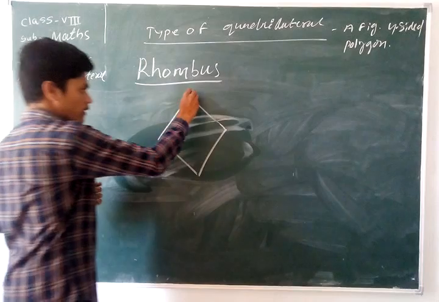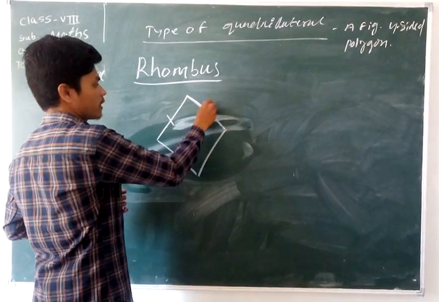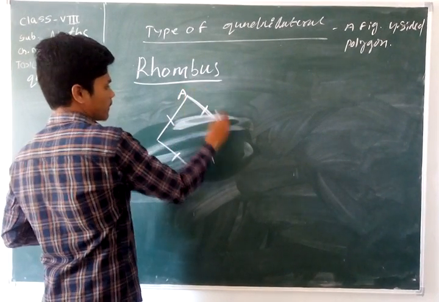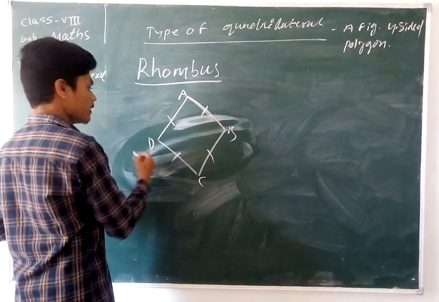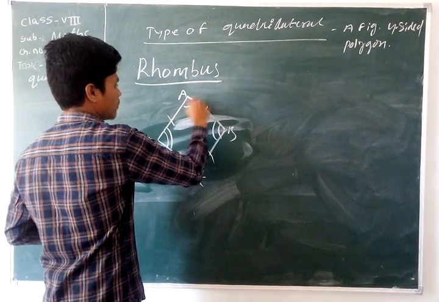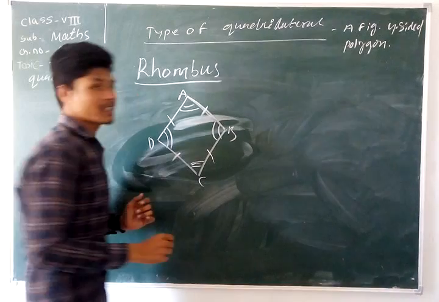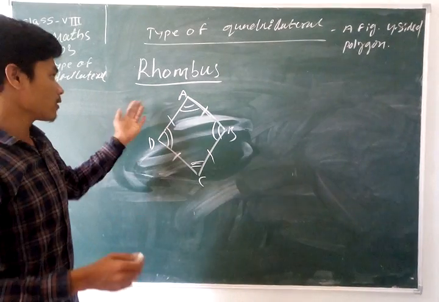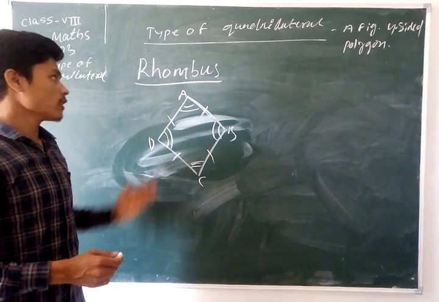Then it is a rhombus. That means all sides are equal, and opposite angles are equal. We can say that a square is a rhombus, but a rhombus is not a square.